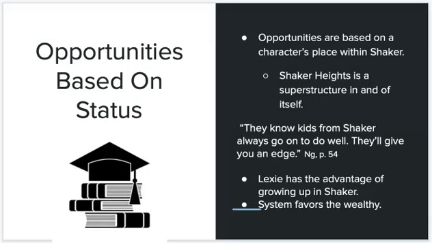When conferring about prospective colleges, Lexi's guidance counselor tells her, "They know kids from Shaker always go on to do well. They'll give you an edge." Here, Lexi and her counselor are discussing her chances of getting into Yale and the added advantage of her coming from Shaker Heights. The superstructure favors the wealthy because the benefits to living in Shaker are only available for those who can afford to live there.